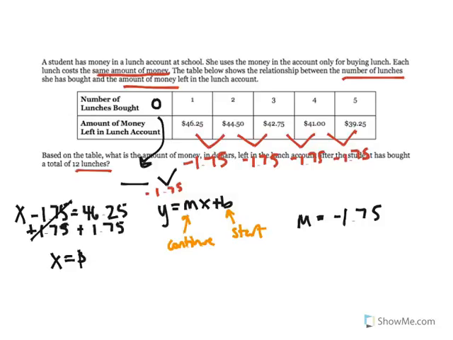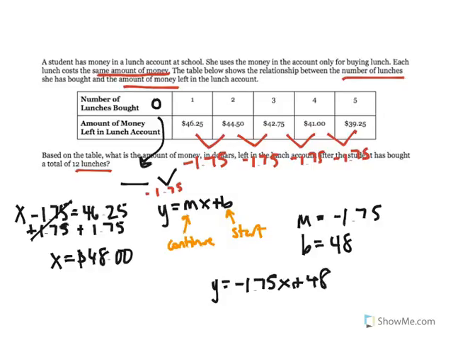And we get $48. So $48 was the amount that we started with. So if we have our variables for the equation, we have y equals negative 1.75x plus 48. That's kind of messy, hold on, plus 48. And that is our equation. Let's do one more problem.